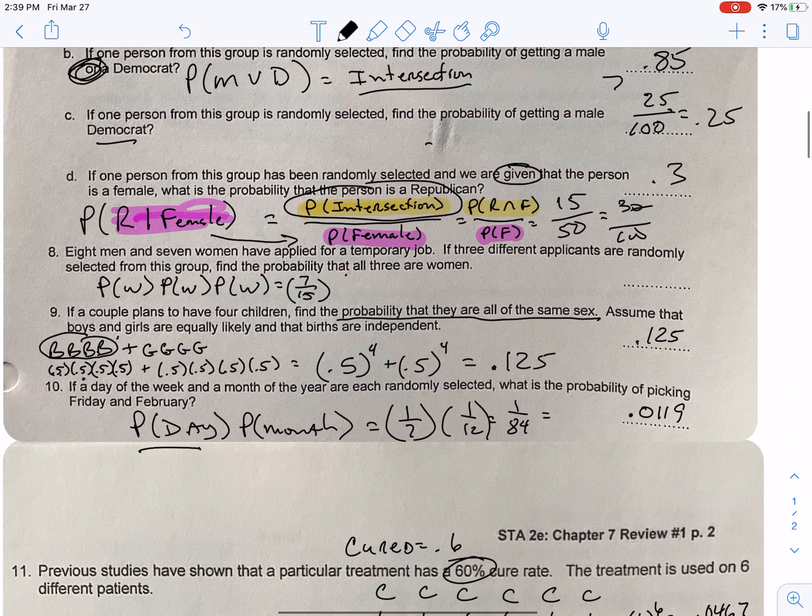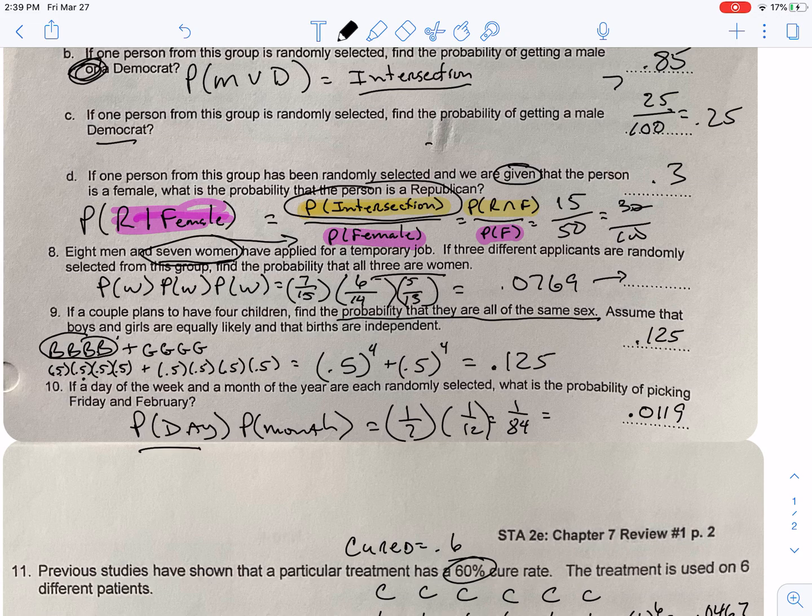Now, on number 8, we want to know the probability that all 3 are women. Well, if there's 15 people, and there's 7 women to start off with, the first woman has a probability of 7 out of 15. The second woman, if we take that person out, now we only have 6 women left, and we only have 14 people left. And if I keep going, the third person, there's only 5 women left, but there's only 13 people total. So when you multiply all of those together, you end up with 0.0769, and that goes right there.